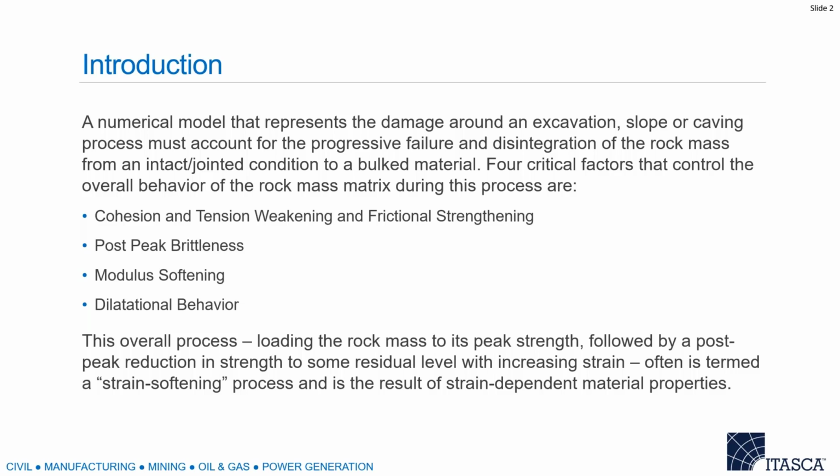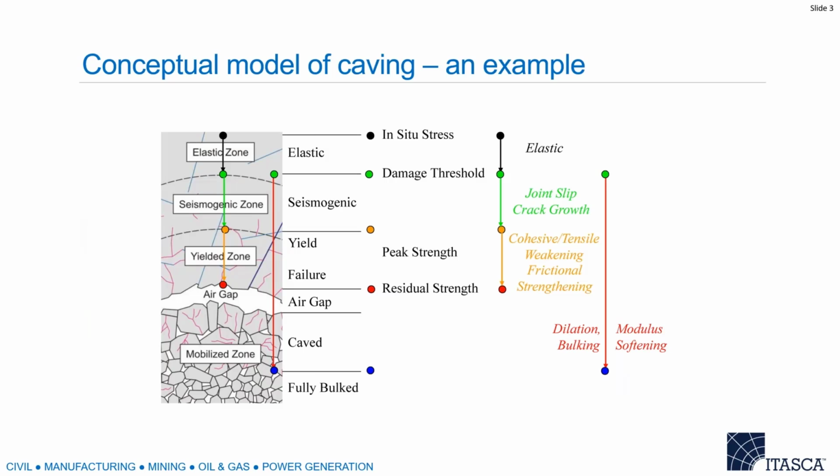But the overall process of loading the rock mass to its peak strength and then softening or weakening the properties to a post-peak state as a function of bulking and dilation is called the strain softening process. It's a result of using stress-dependent material properties in the constitutive model.